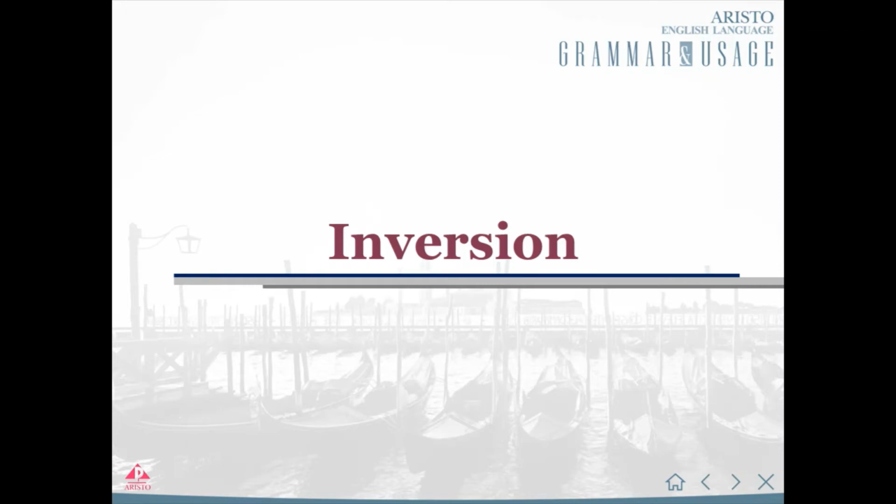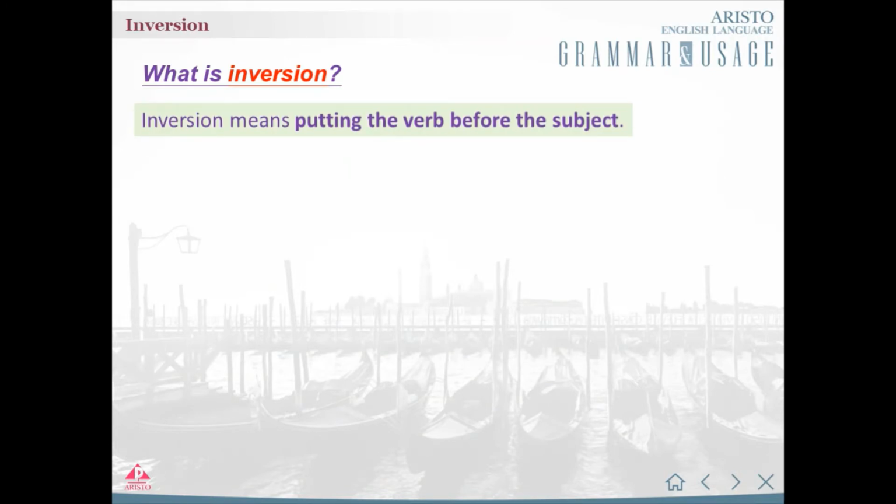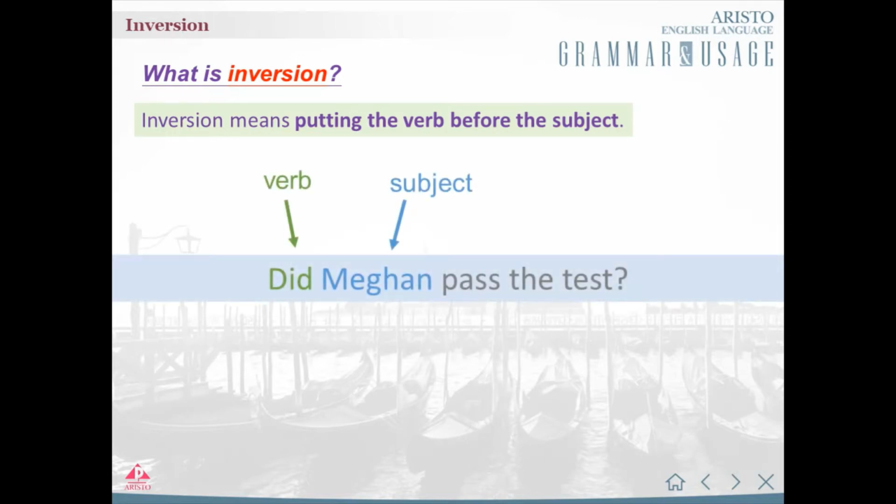In this video, we will be learning about inversion. What is inversion? It means putting the verb before the subject in the sentence. We call it inversion because usually we put the subject before the verb. Let's take a look at an example sentence. In this sentence, the auxiliary verb did comes before the subject Megan, so this sentence has been inverted.